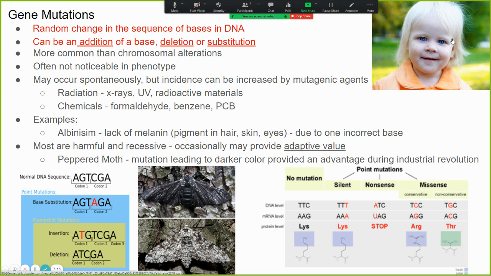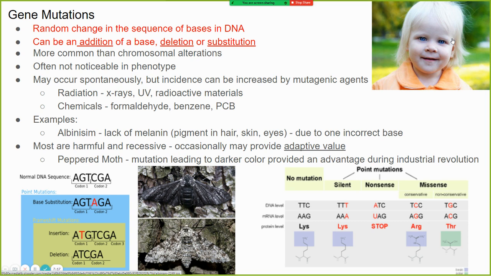A person that has no pigment in their skin at all, no color to their hair, no pigment in their skin or eyes, that's called albino. That's caused by one of the DNA bases being changed. Just change one base, and that's what can lead to that. So sometimes a single little change in the DNA can have a really strong effect.